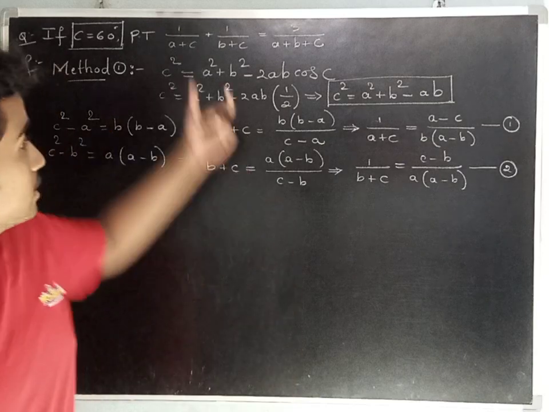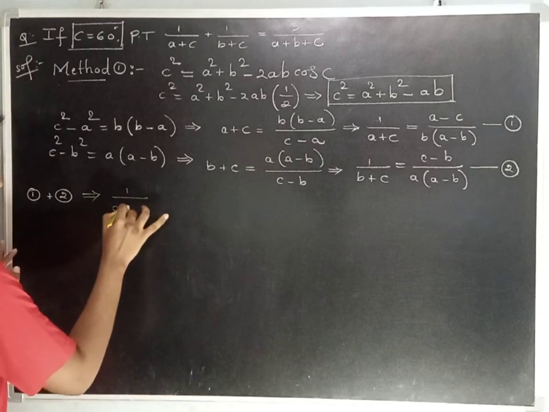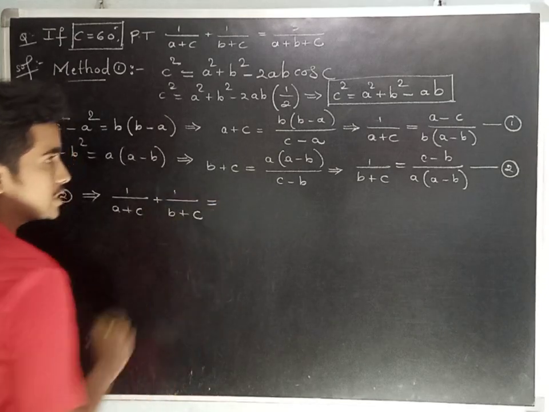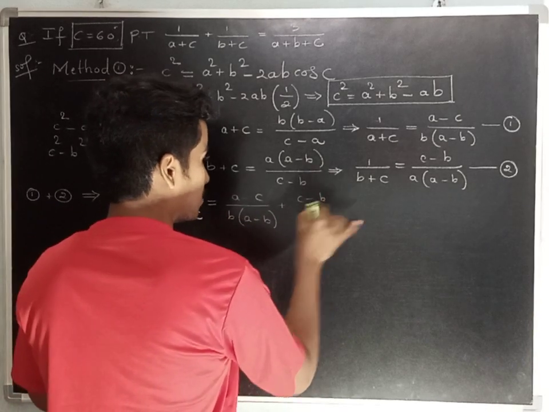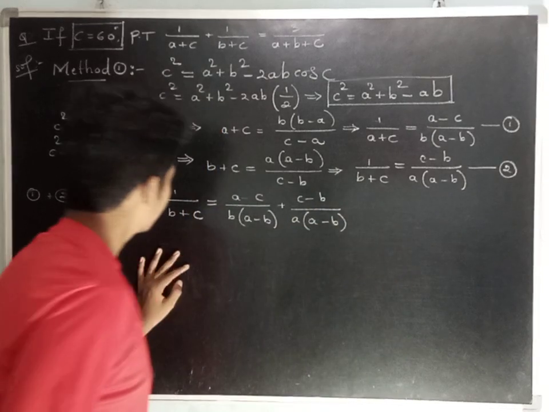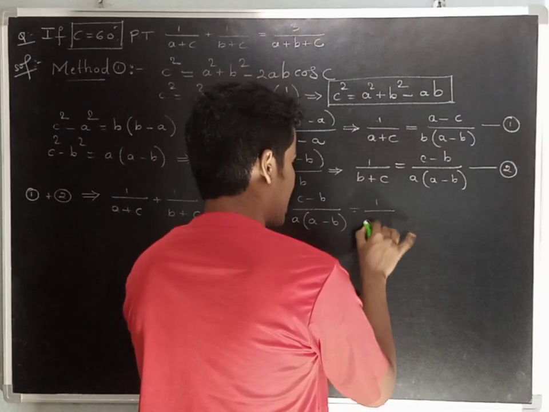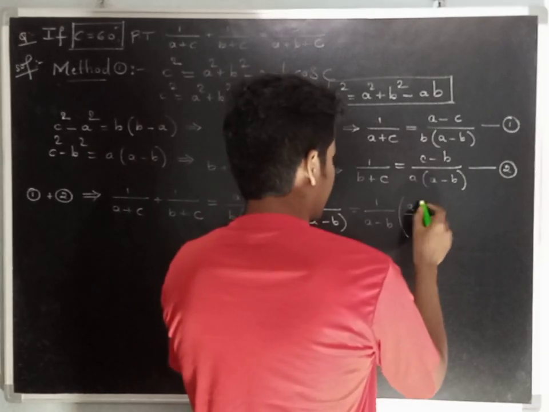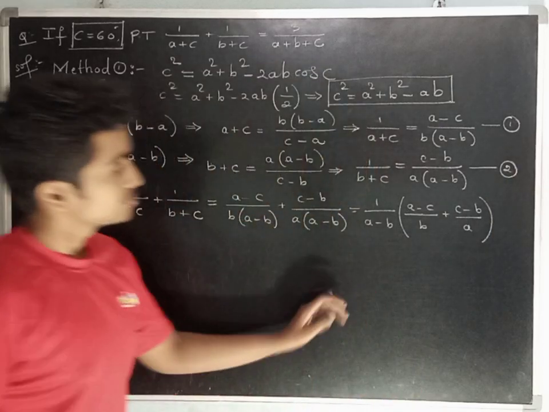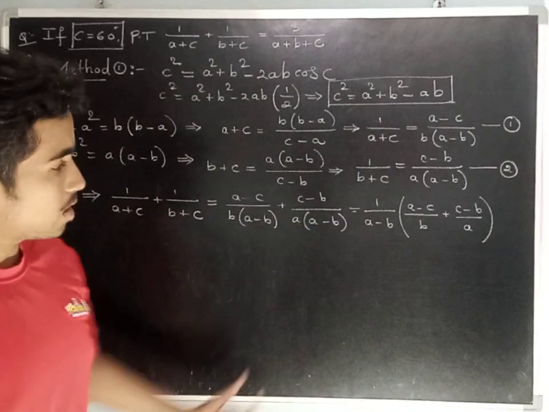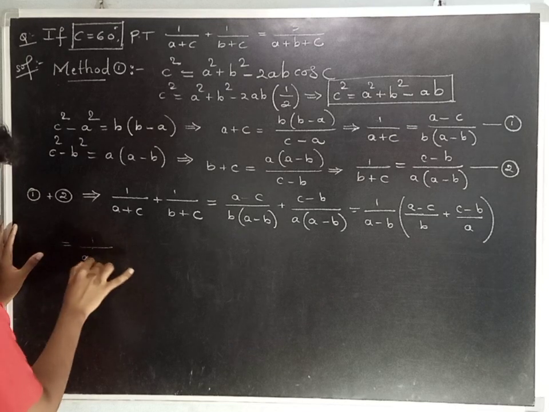For the LHS, let me add both equations. Finally, we are going to get 1 by A plus C plus 1 by B plus C, which is equal to A minus C by B into A minus B plus C minus B by A into A minus B. From here, let me take A minus B as common, so that I get 1 by A minus B of A minus C by B plus C minus B by A. By taking 1 by A minus B common, we got this remaining.